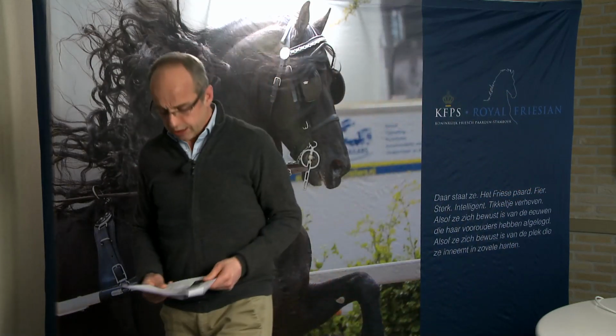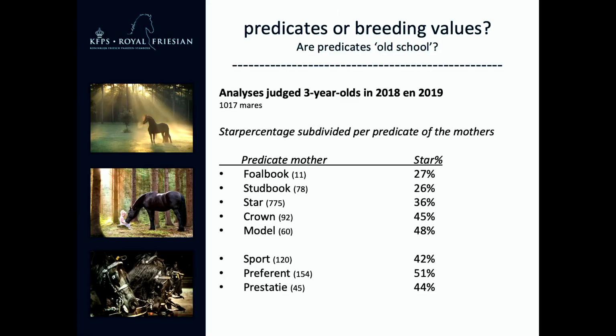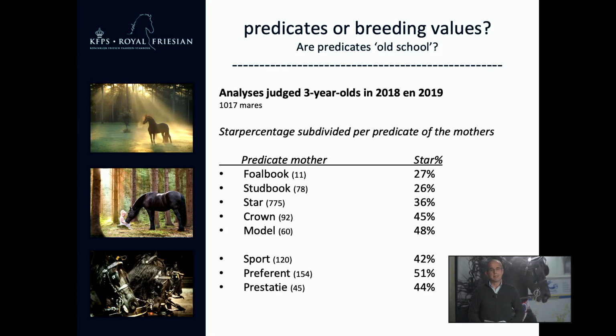Selection for phenotype is selection for the predicates, like we have done for at least 100 years. I analyzed the judging results of the 3-year-olds in 2018 and 2019. In total, there were more than 1,000 mares judged in the Netherlands. And I looked at the status of the mothers, what their predicates were.